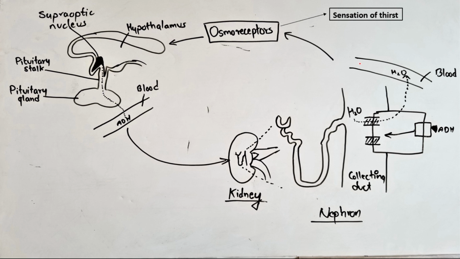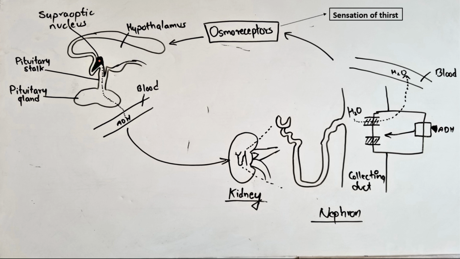When there is an increase in blood osmolality, or when there is decreased water in the blood, it is sensed by osmoreceptors in the hypothalamus, and these osmoreceptors will do mainly two functions. One is they will increase the sensation of thirst and the person will tend to drink more water. Another is they will stimulate a nucleus called the supraoptic nucleus present in the hypothalamus, which is responsible for the production of the ADH hormone, which is antidiuretic hormone.